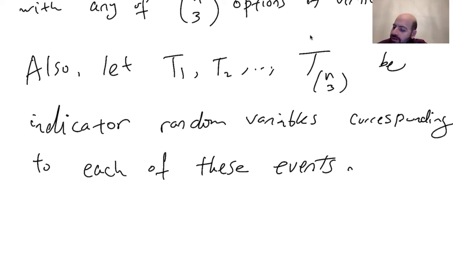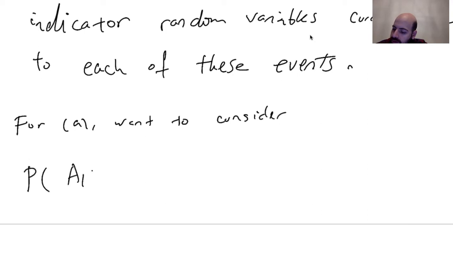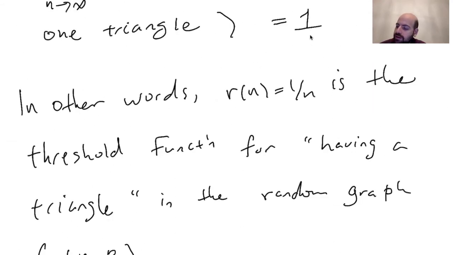Okay, now for part A, what do we want to do? For part A, we want to consider the probability of A1 union A2 union all the way to A sub n choose 3. And we want to show that this probability, again, let me show you part A.